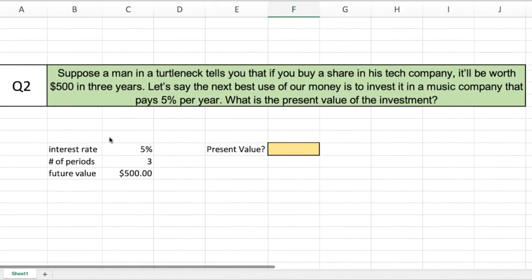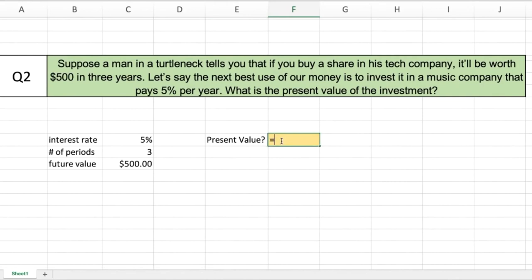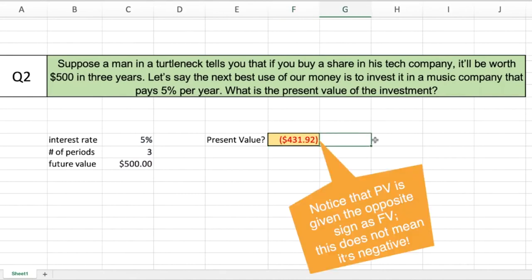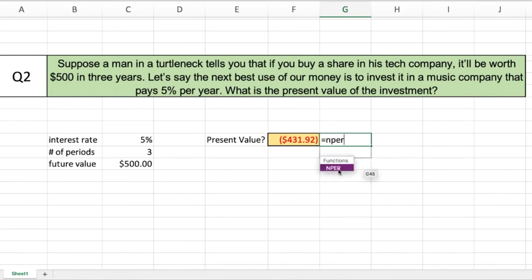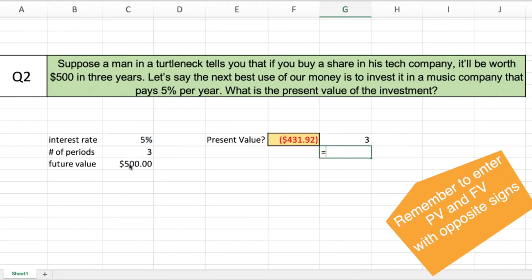Next, let's try equals PV for present value. We'll input 0.05 for our interest rate, 3 for the number of periods, 0 for the payment, and 500 for future value. We get the same answer as before. Either of these methods will allow you to calculate the present or future value. Excel has formulas to solve for your number of periods or your discount rate as well. Just type equals NPER or equals rate and plug in the information you know to solve for the missing variable.